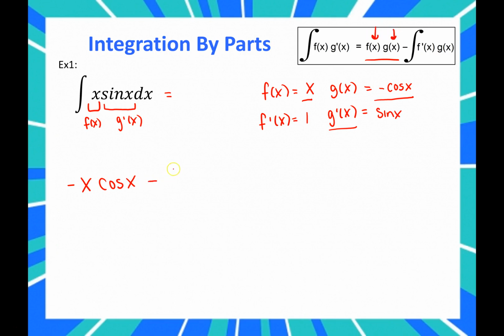All right, so that was just f of x multiplied by g of x. Now I'm going to do minus the integral, and the next thing I'm going to write down is my f prime of x, which is a 1. And then I'm going to write down my g of x, which is a minus cosine x.